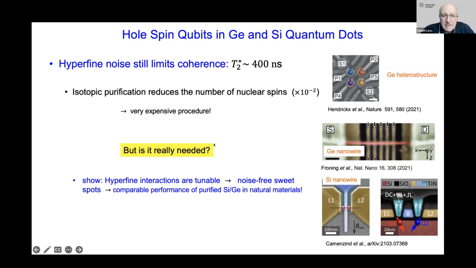But is it really needed? This is a question which we asked ourselves just recently, and we could actually show that there are situations where sweet spots exist even for the nuclear spins.